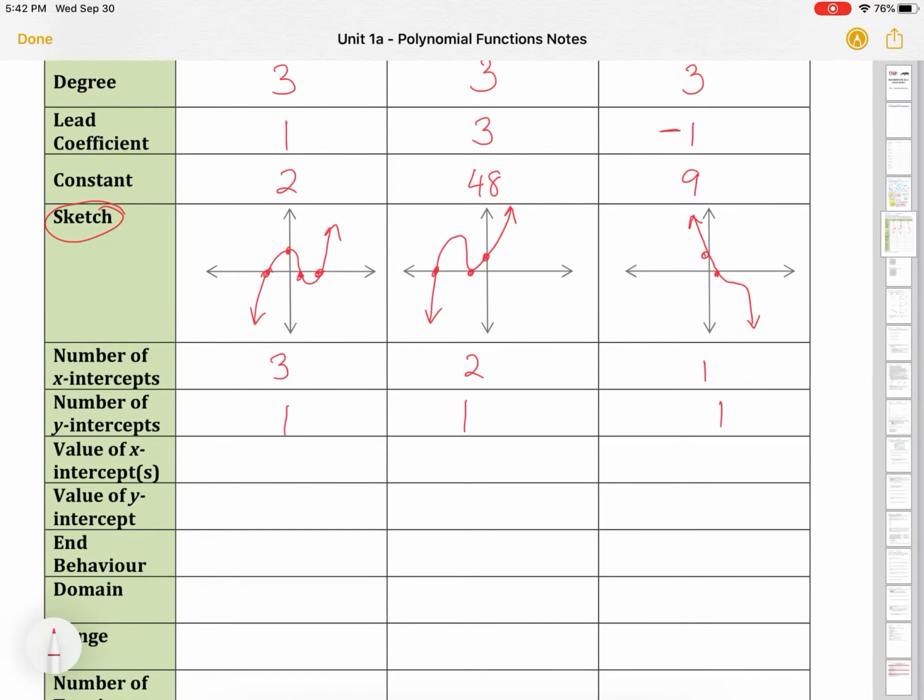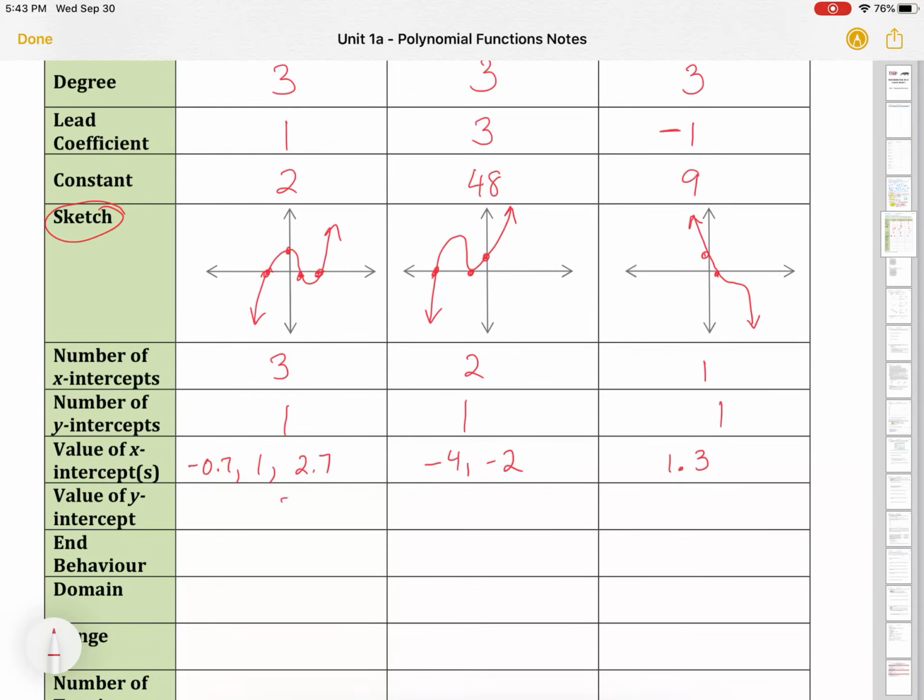Value of the x-intercept. So I'm going to use my trace function on my calculator. And when I do that, I determine it's -0.7, 1, and 2.7. So that's where those 3 crossings are. For the second one, it's -4 and -2. So that's those 2 crossings. And for the final one, it's 1.3.